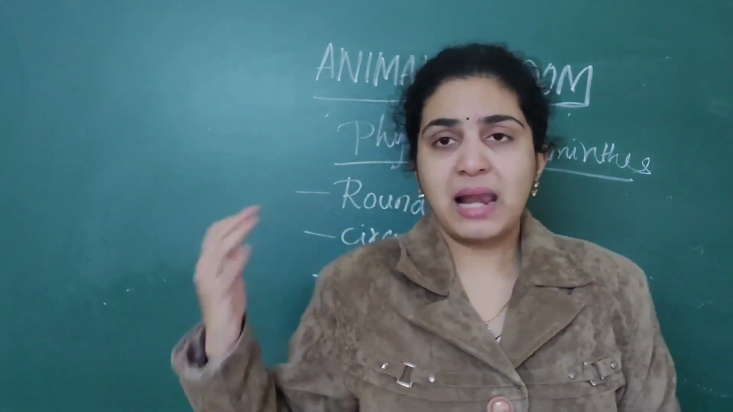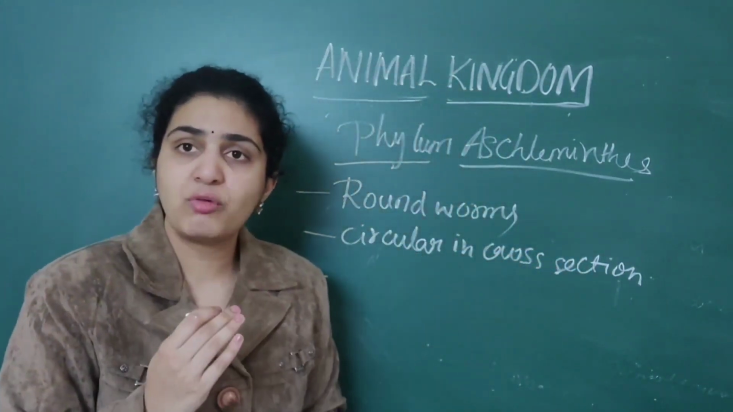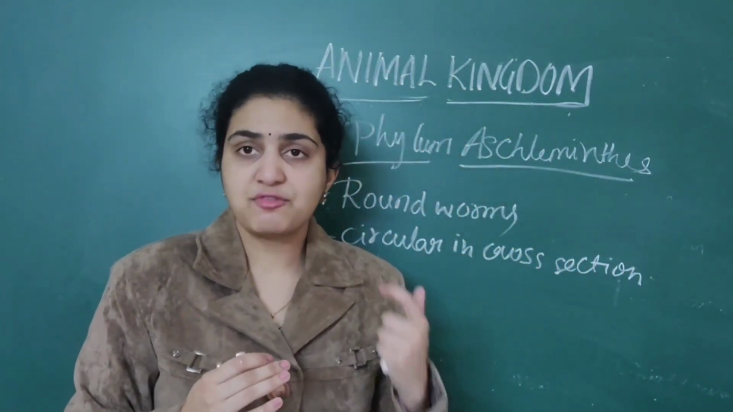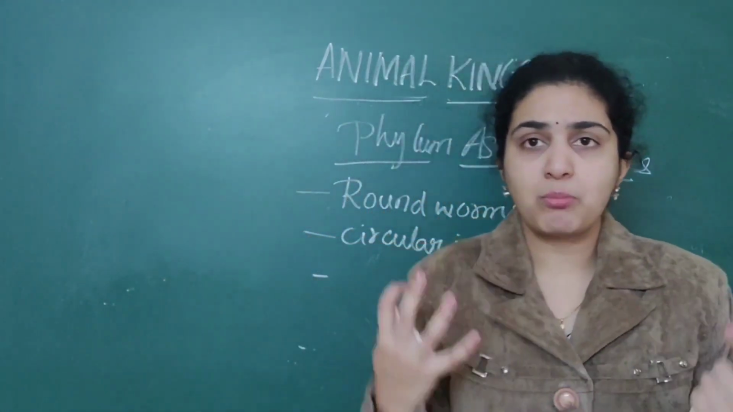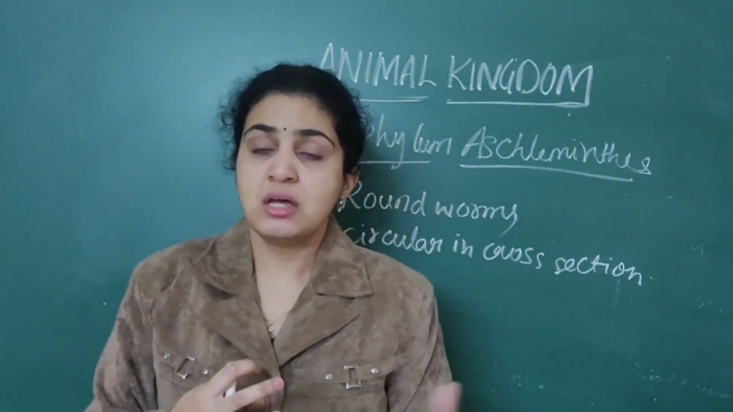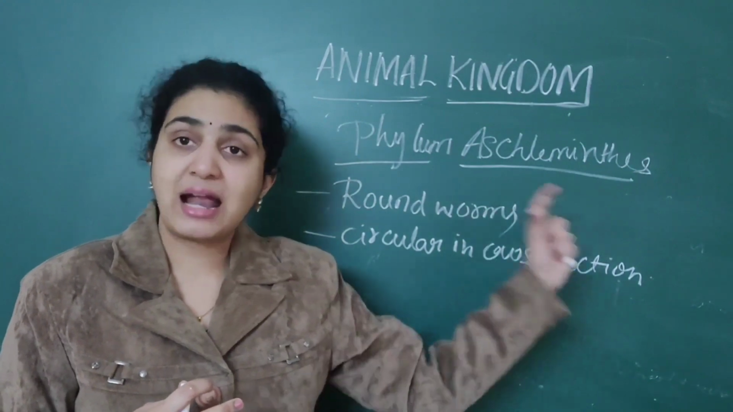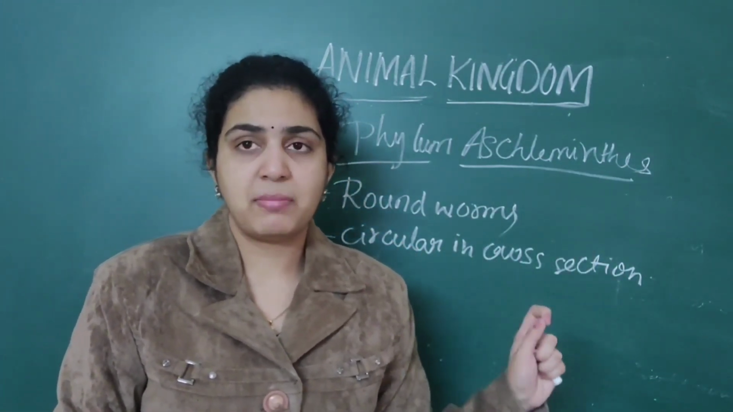Now we will compare with Platyhelminthes. Platyhelminthes are also called flatworms, that is, they are flat dorso-ventrally. The body is flat for them. When it comes to Aschelminthes, they are roundworms, that is, their body exhibits a circular type of cross section. That's why they are called roundworms, and Platyhelminthes are called flatworms. Important point to be remembered.